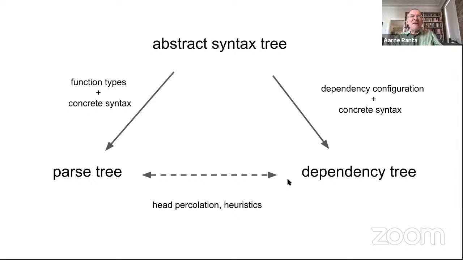And there is a lot of earlier literature with attempts to translate between these two kinds of trees. For instance, the Penn Treebank was converted from a parse tree bank to a dependency tree bank long ago. But this is a kind of heuristic procedure, and what GF can add to this is that you can actually do this in a more deterministic way because the abstract syntax trees are lossless.